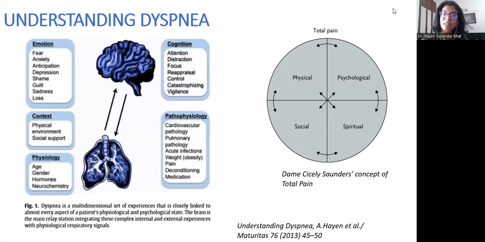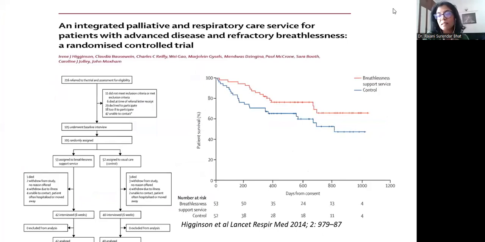I'm just sharing this one study here, which was my entry point into understanding how much more we could do for patients with breathlessness. This was a remarkable study, not very large numbers of patients like most studies on breathlessness, but this is Professor Irene Higginson's group at King's College London at the Dame Cicely Saunders Institute. They looked at patients who had advanced respiratory disease, who were on oxygen, and they looked at a breathlessness support service, which helped the patients with better coping mechanisms for breathlessness, and those who did not receive this intervention. What they saw was that the patients in the intervention group had fewer emergency room visits, fewer hospitalizations, were more likely to spend the last of their days at home. More importantly, you also see a survival benefit.